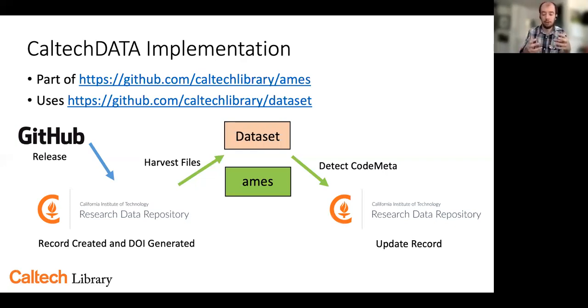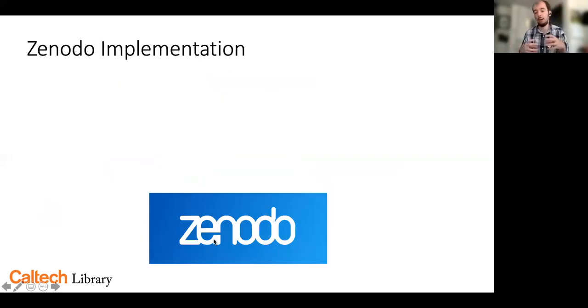Because Caltech Data is similar to Zenodo, but it's its own fork, there's no good way of doing customizations inside the repository stack. So this is one option. For the Zenodo implementation, I actually added it directly in Zenodo, so it's part of the code base.